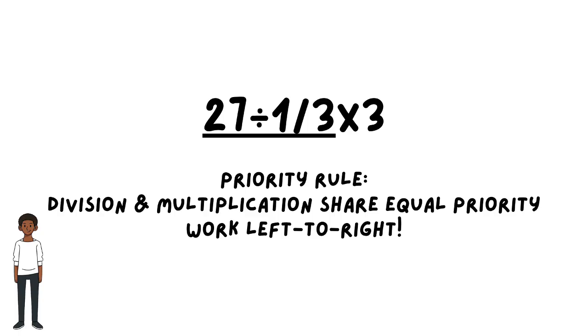According to PEMDAS, multiplication does not outrank division. They share equal priority. We must evaluate them strictly from left to right, which means our very first step is to divide 27 by 1/3.